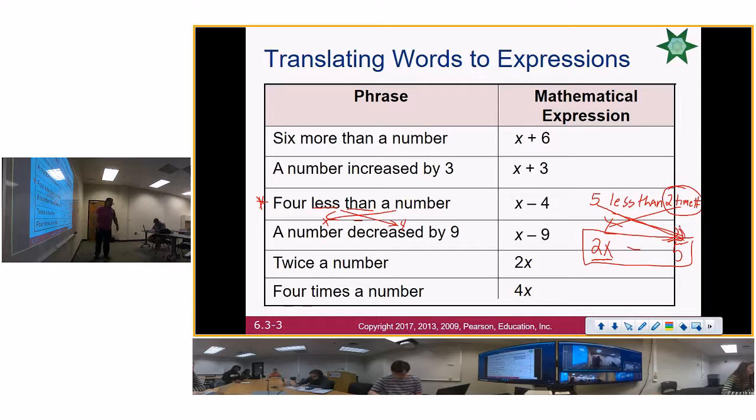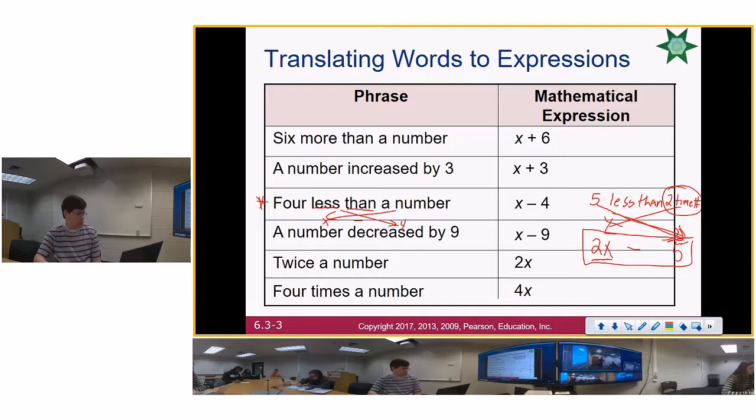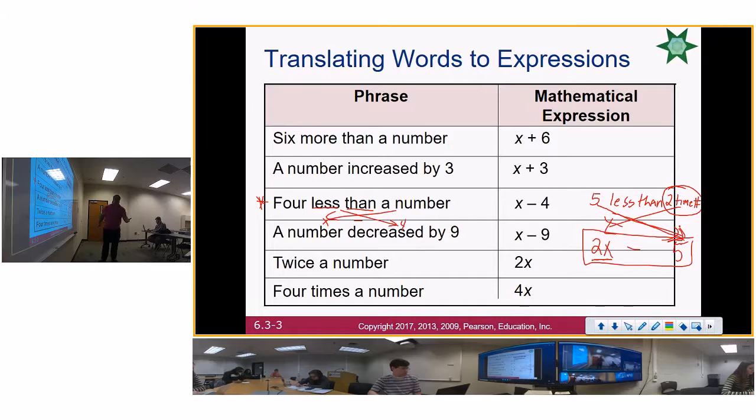The minus symbol. Why? Because subtraction is not commutative. 2 minus 3 is not the same as 3 minus 2. So you can't just alternate them and say it doesn't matter which order. Division's the same way. You can't do division that way either. We're not doing too much division in this section.